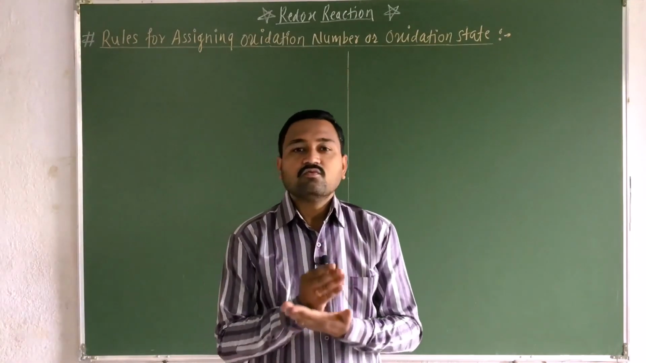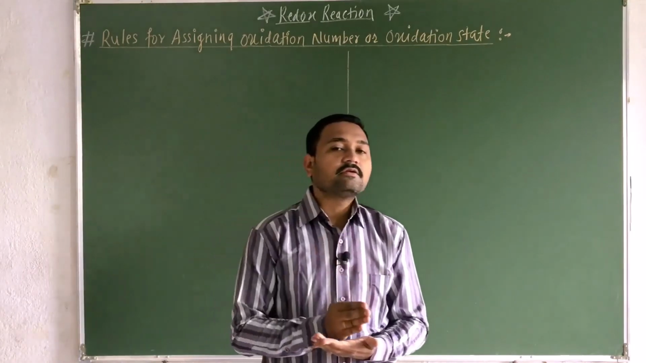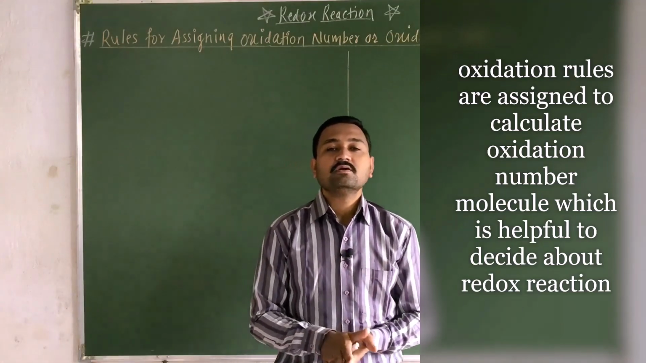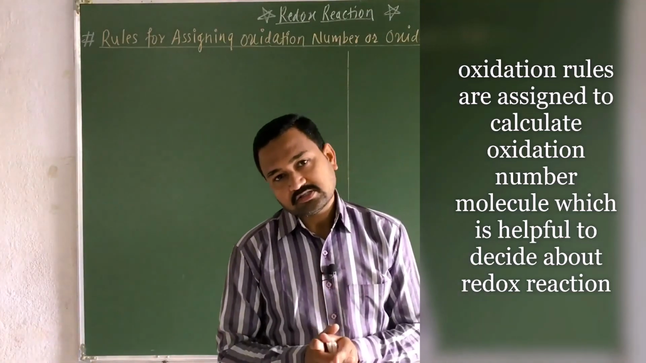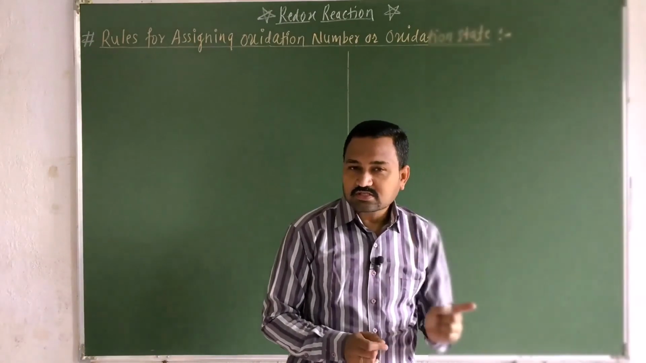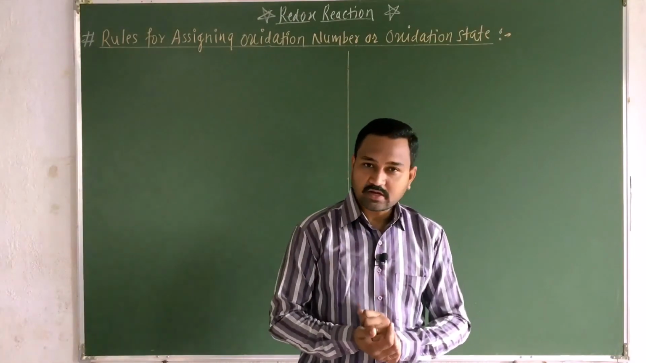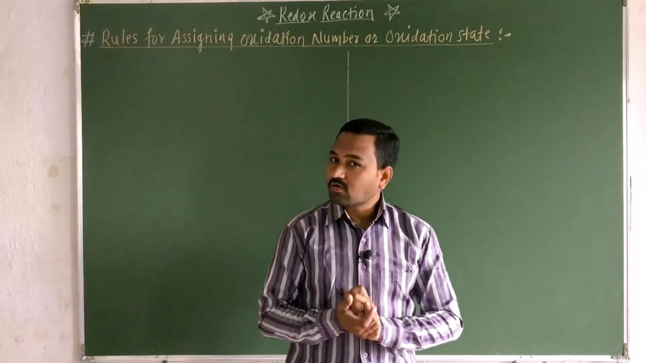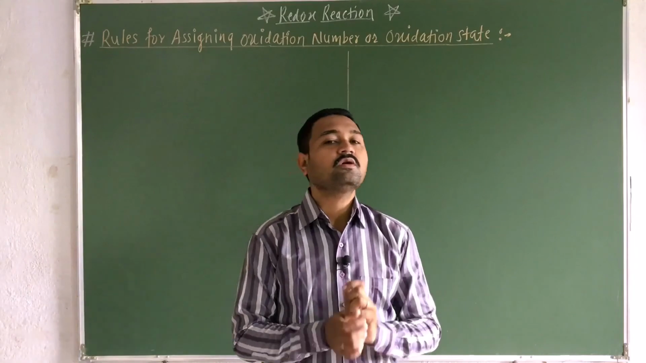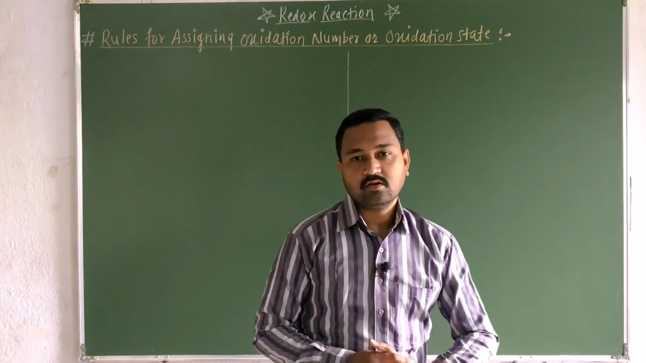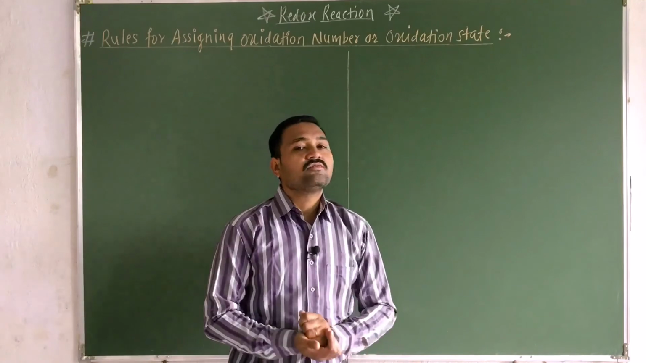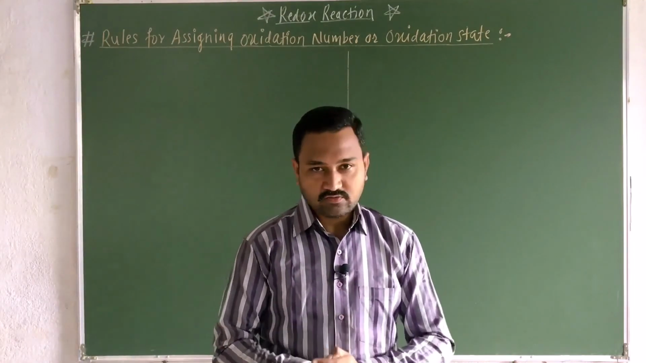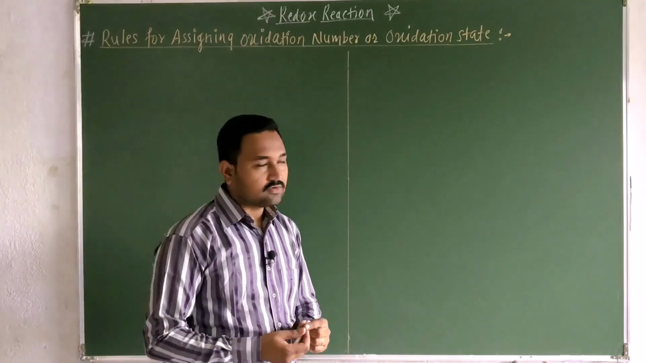Now for that, we must assign the rules. We calculate the oxidation number in the molecule, and on the basis of that oxidation number, we can find out the redox reaction, that is, which process is the oxidation process, which process is the reduction process, or whether the given reactions involve redox reactions or not. So this is another importance of the oxidation number term. Now let us start with the rules for assigning the oxidation number. There are about 7 to 8 rules given. Let us start with the first rule.